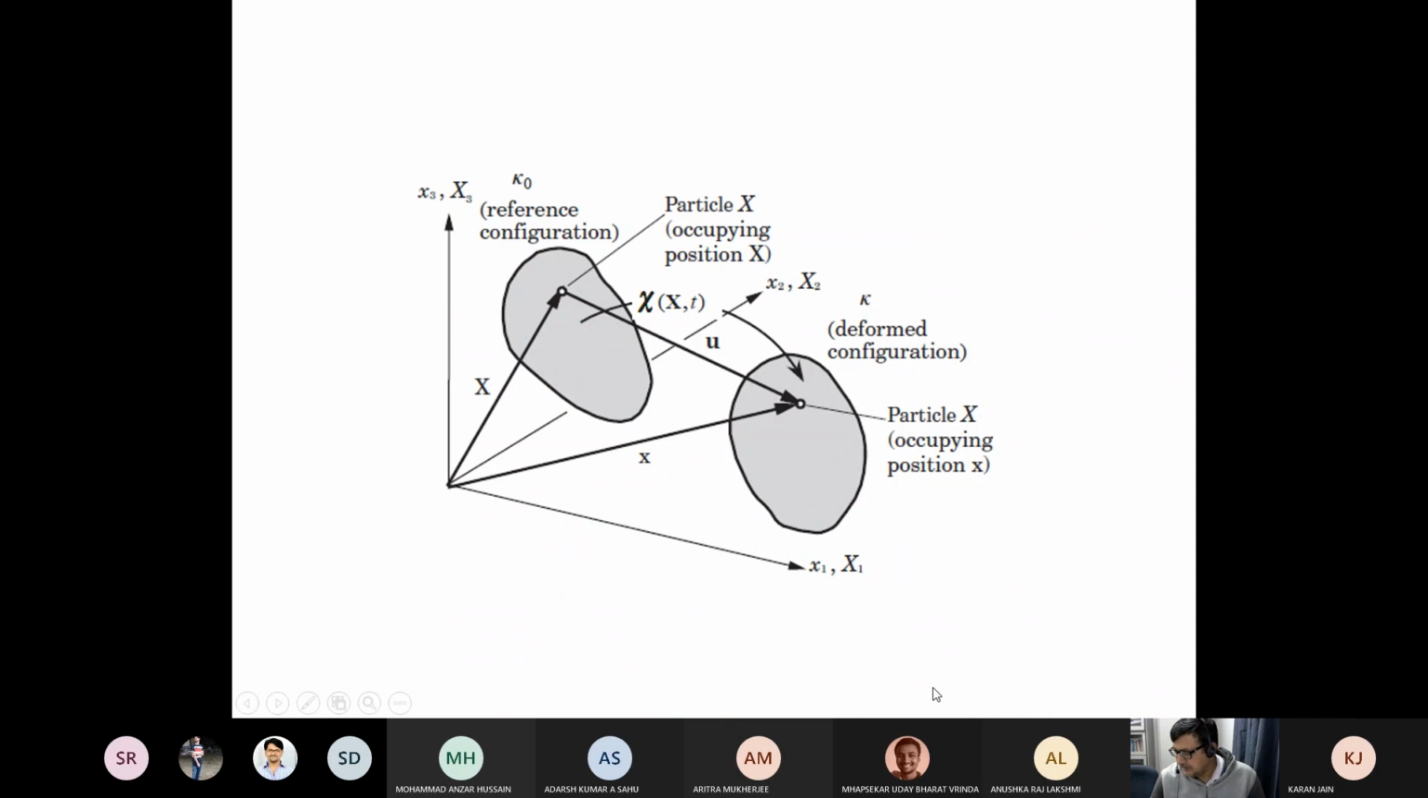Somebody confirms that my screen is visible. Yes, sir, it's visible.